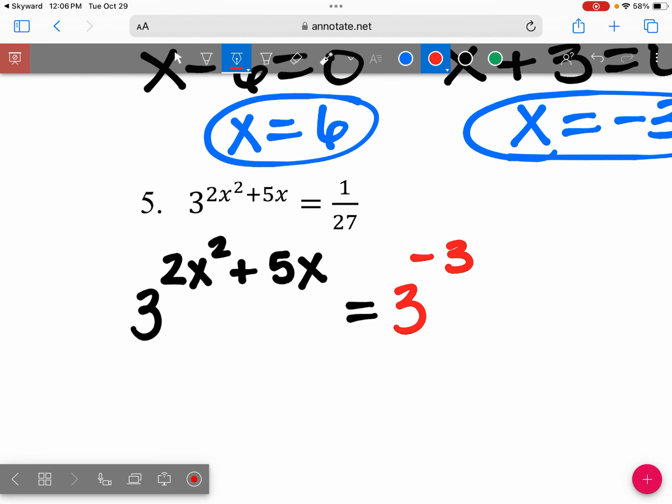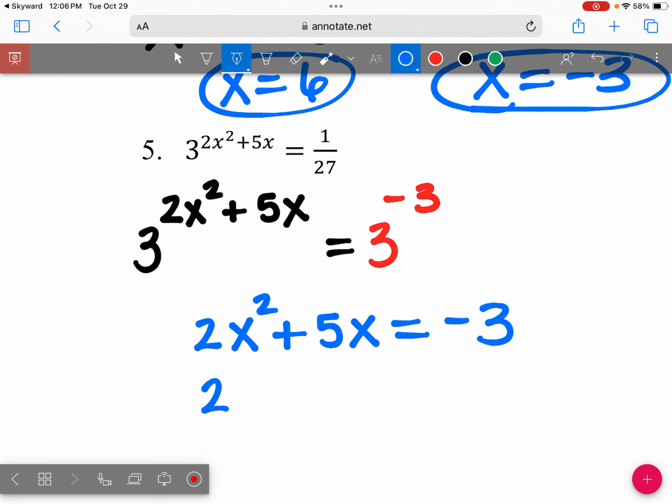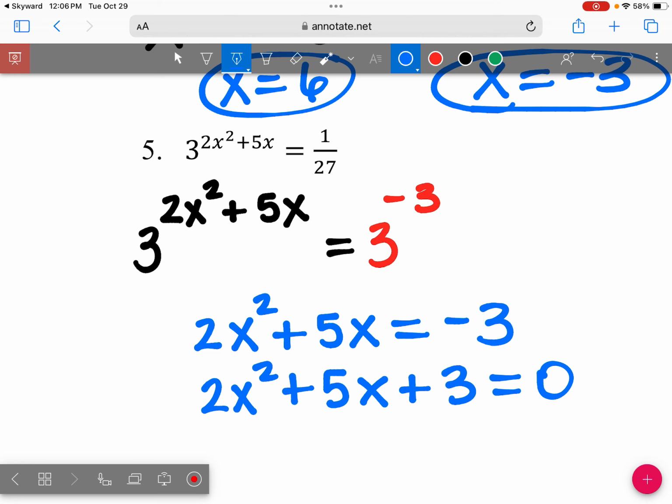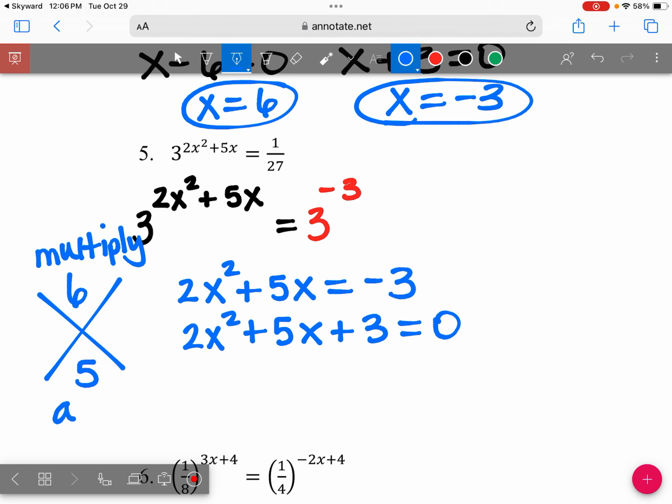Got another quadratic. This time, though, you cannot do a shortcut. So we're adding the 3. So you need 2 numbers that multiply to 6, add to 5. Go ahead, make your box. Factor and solve.